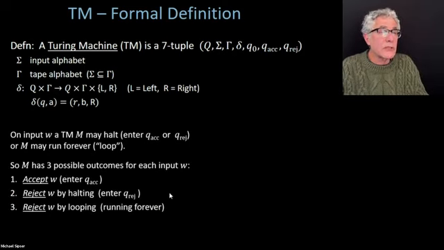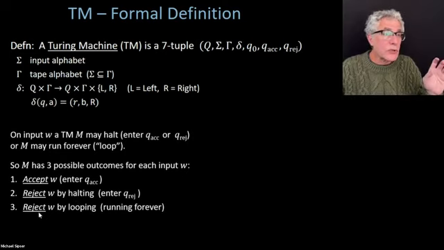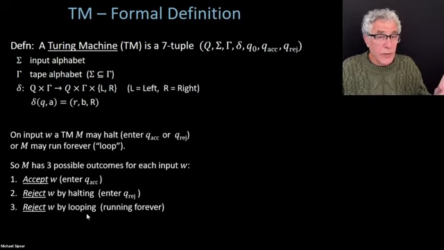So therefore, M has 3 possible outcomes for each input W. It might accept W by entering the accept state. It could reject W by entering the reject state, which means it's going to reject it by halting. Or we also say we can reject by looping. You can reject a string by running forever. That's just the terminology that's common in the subject.